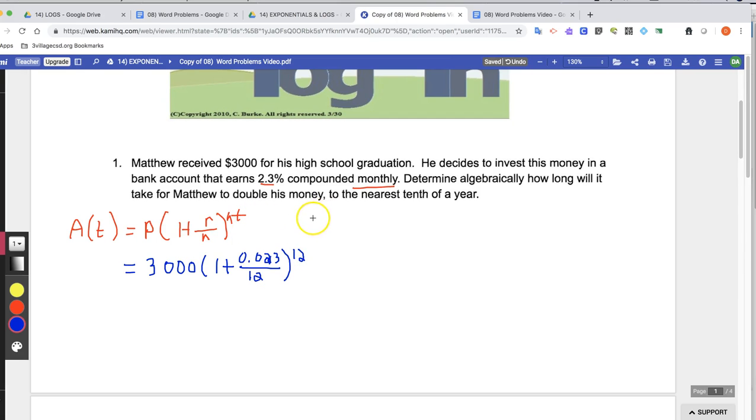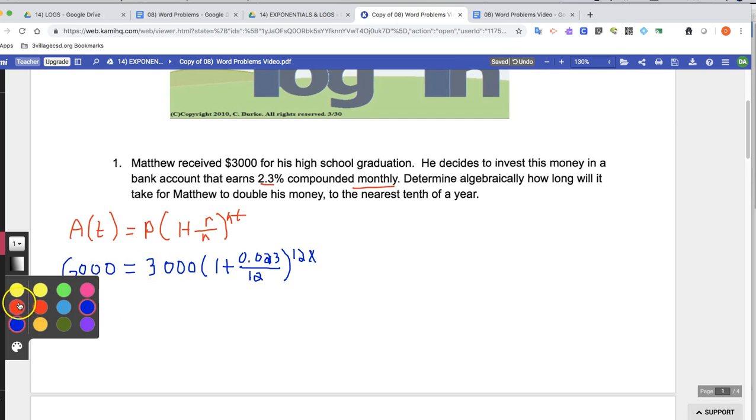And T is the time in years that the money is invested for, and that's what we're being asked to solve for. We're being asked to determine how long it takes for Matthew to double his money. So I'll put in x for T. And A of T is the amount of money that we have in the bank account after a certain amount of time. Since we have to determine how long it takes for Matthew to double his money, we can write 6,000 over here, A of T, because that is twice the amount of 3,000.